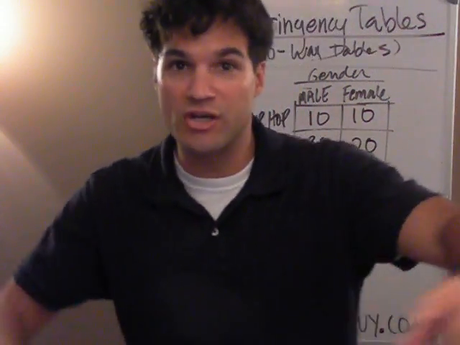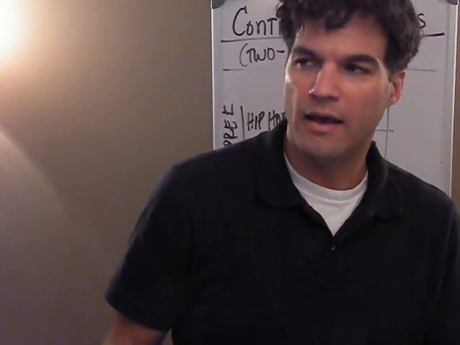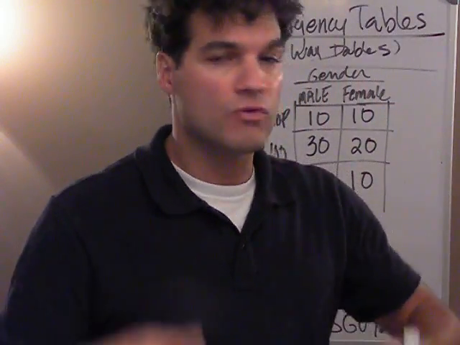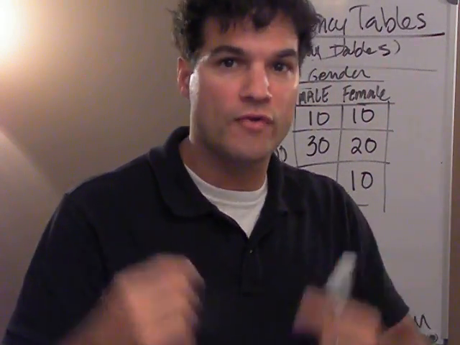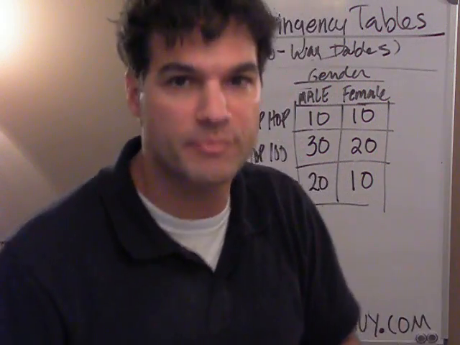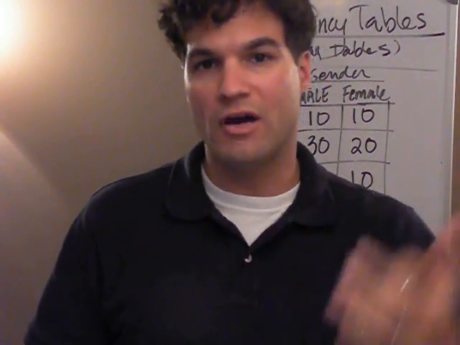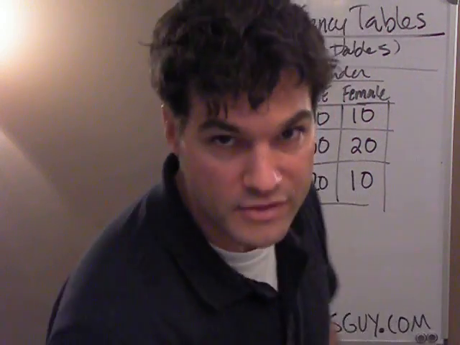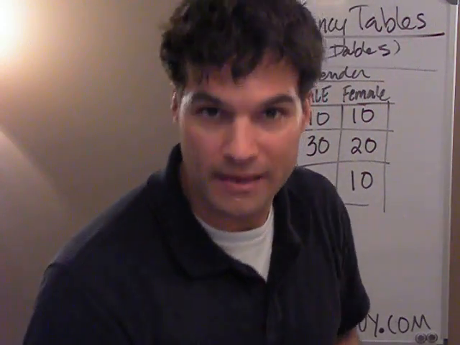Here we go. We're going to talk about contingency tables. They're also known as two-way tables. And basically they let us know the relationship between two variables. We're looking for an association between two variables, or whether or not they're independent of each other. And I'll get to what that means in a minute.